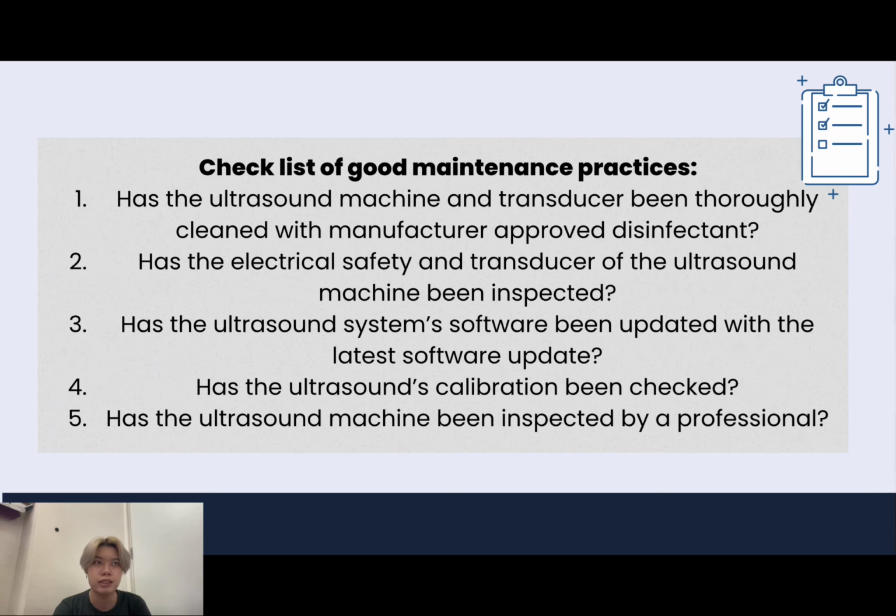The checklist of good maintenance practices includes, firstly, has the ultrasound machine and transducer been thoroughly cleaned with manufacturer-approved disinfectant? Secondly, has the electrical safety and transducer of the ultrasound machine been inspected? Thirdly, has the ultrasound system's software been updated with the latest software update? Fourthly, has the ultrasound's calibration been checked? And lastly, has the ultrasound machine been inspected by a professional?